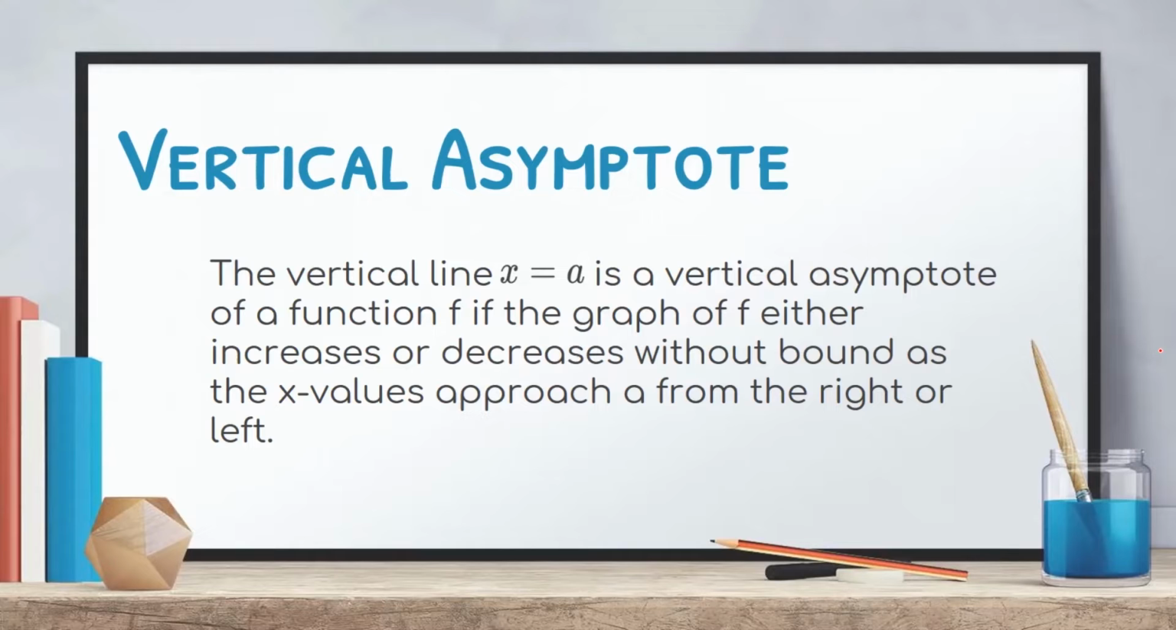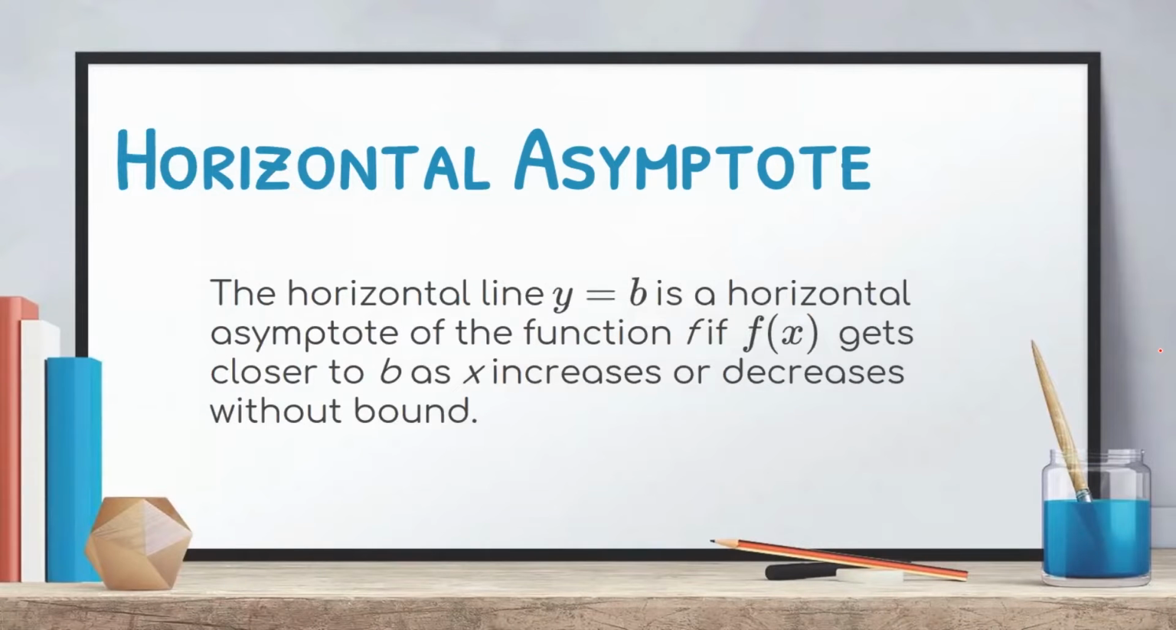Vertical asymptote. The vertical line x equals a is a vertical asymptote of a function f if the graph of f either increases or decreases without bound as the x values approach a from the right or left. On the other hand, we also have the horizontal asymptote. The horizontal line y equals b is a horizontal asymptote of the function f if f of x gets closer to b as x increases or decreases without bound.